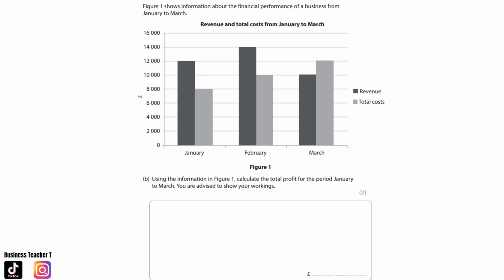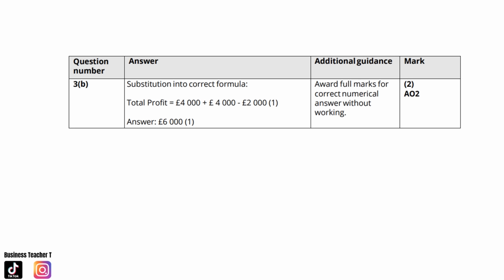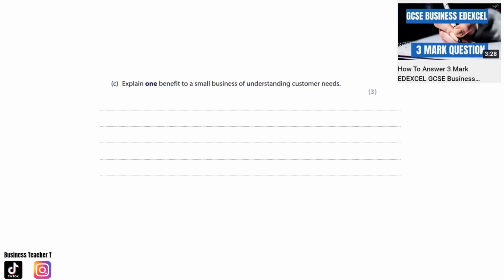Another calculation question. Using the information in figure 1, calculate the total profit for the period January to March. So ensure that you are calculating from January to March and not just focusing on one of the months. You are advised to show your workings. So workings have been shown there, and the final answer is £6,000. On to the next question.